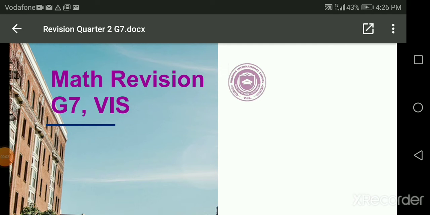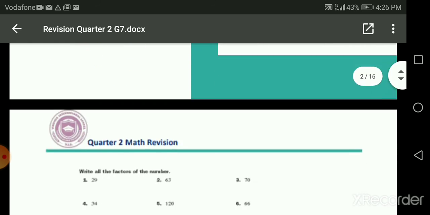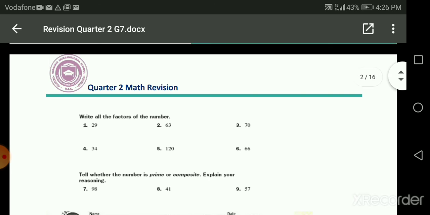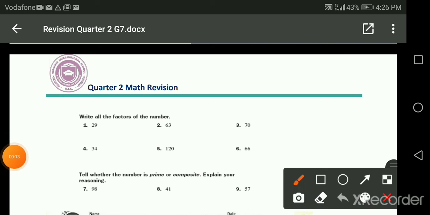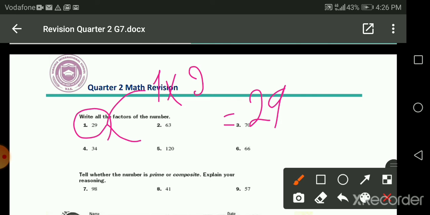I hope you're fine. Today we're going to have revision, grade 7, quarter 2. So let's start. Here I have: write all factors of the numbers. If you give me 29 and you ask me the factors of 29, it means that 1 multiplies what gives me 29? 1 multiplies 29.